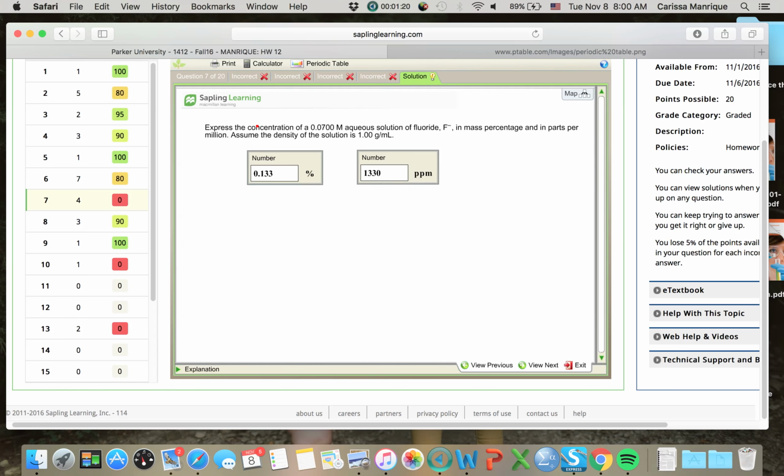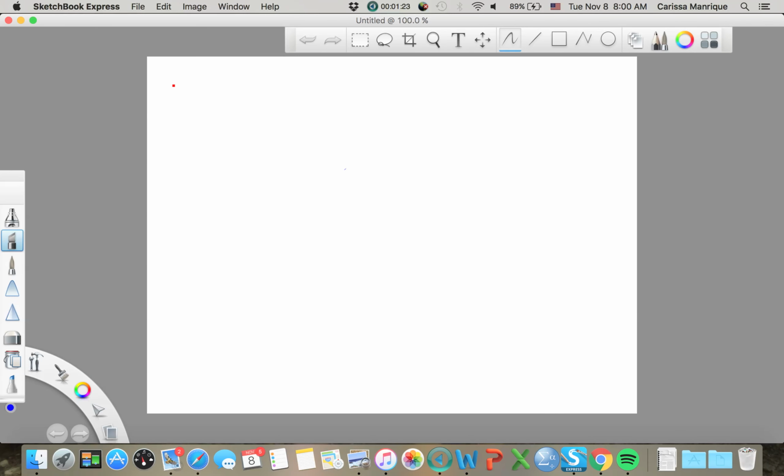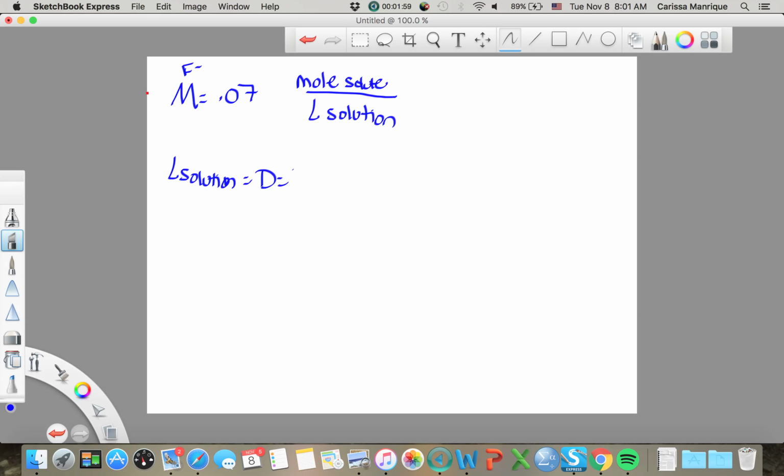Okay, so let me set this up for you. We have a solution. The molarity is 0.07. Now, before we can begin this, we need to define molarity. Molarity is moles of solute over liters of solution. We know this is of fluoride, and we know the liters of solution since it gave us a density equals 1. We can assume it's water because the density of water is 1. Anyway, so let's see what we have here. And let's also look at what we're trying to find.